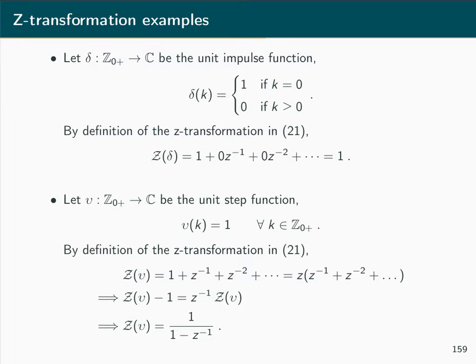Therefore, it follows that Z of upsilon minus 1, which is equal to this infinite series, is equal to z to the minus 1 times Z of upsilon, which is also equal to this infinite series. And solving this equation for Z of upsilon yields 1 over 1 minus z to the minus 1.